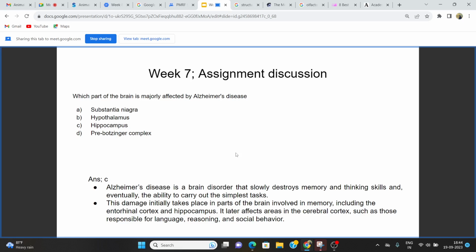So first it will affect hippocampus. Later, as the disease progresses, more neurons will start dying off from the cerebral cortex also. So first it will start with the hippocampus area.